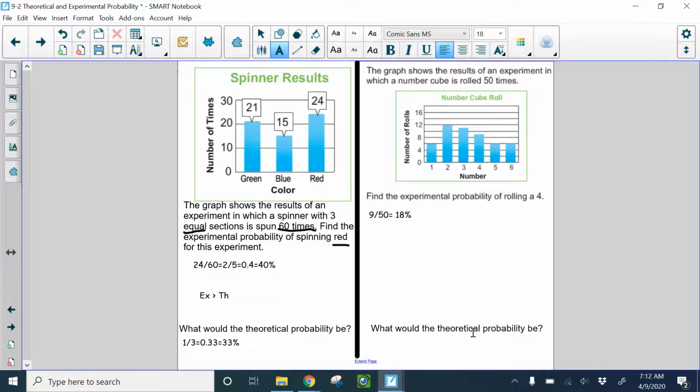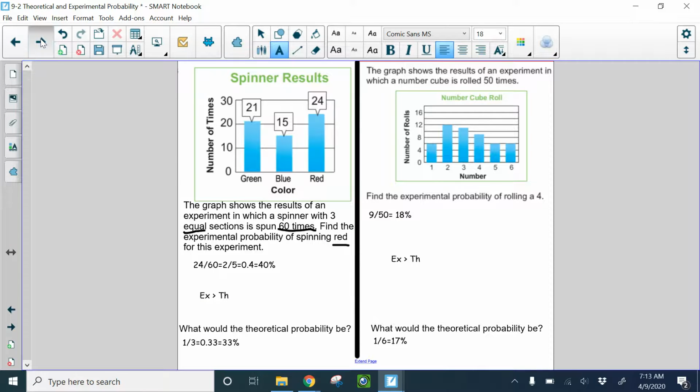But my theoretical probability was what I would have expected to happen. So if I have a regular number cube, the probability of getting a 4, like we practiced yesterday, would have been 1 out of 6. 1 out of 6 is actually going to be equivalent to about 17%. So again, my experimental probability, I could say, was greater than my theoretical probability. So experimental probability was based on what actually happened. Theoretical probability is like the probability that we did yesterday.